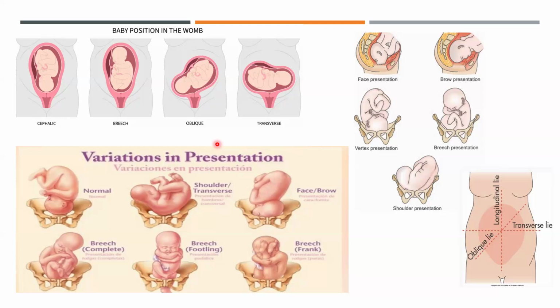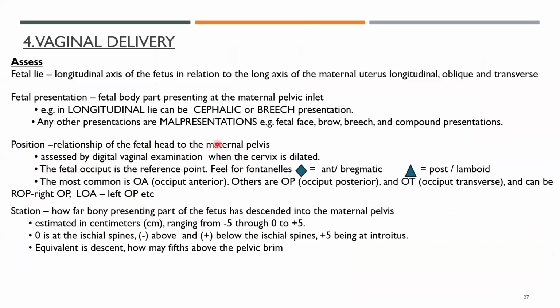Is it a longitudinal lie? We remember from geography, there is longitude and latitude. So is it on a longitudinal plane? So, longitudinal lie. Now we use our medical words. Is it on a transverse lie? And is it crisscross? So, oblique. The next thing we want to know is the presentation, which is the fetal body part that's presenting at the maternal pelvic inlet.